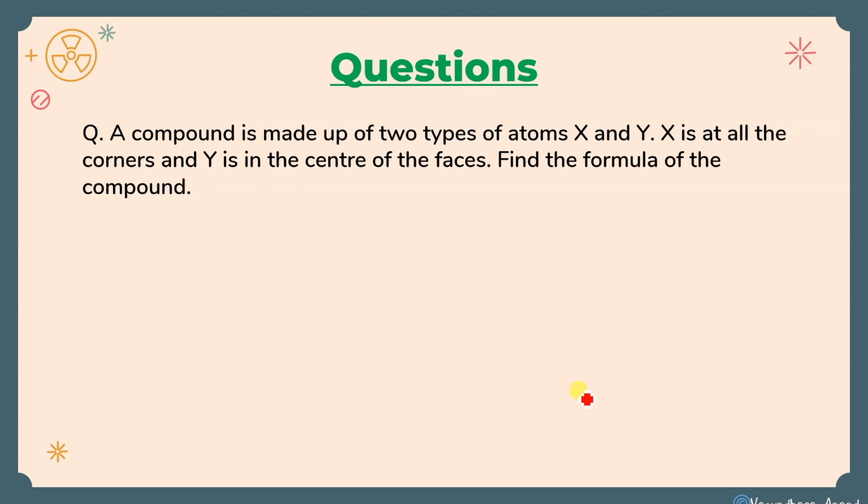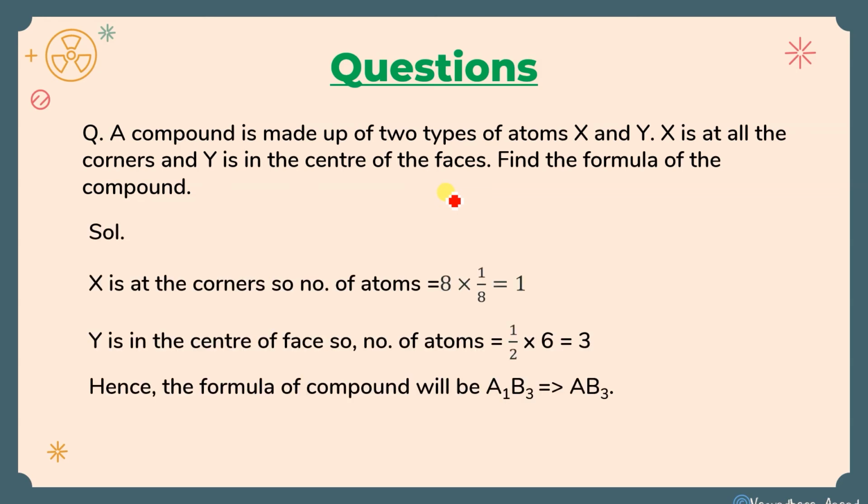A compound is made up of 2 types of atoms, X and Y. X is at all the corners and Y is in the center of the face. So X तो obviously 1 हो गया. Yes, quite clear. And Y is in the center of the face. How many faces are there? 6. So 6 and contribution is 1 by 2. So we will do that and we'll get the formula XY3. Any problem in this? So let's move to the next question.